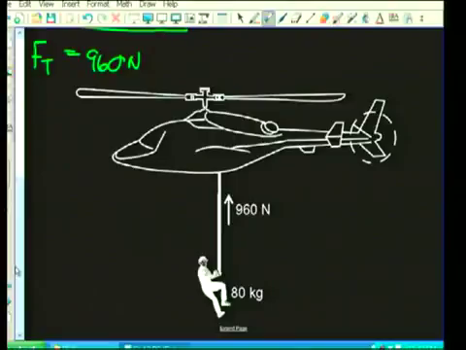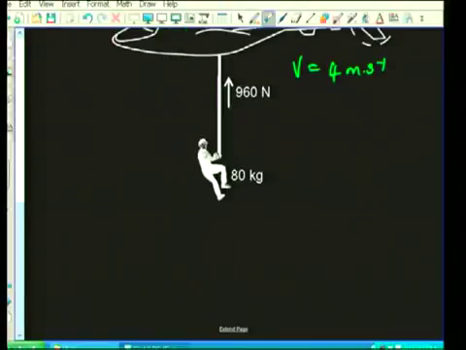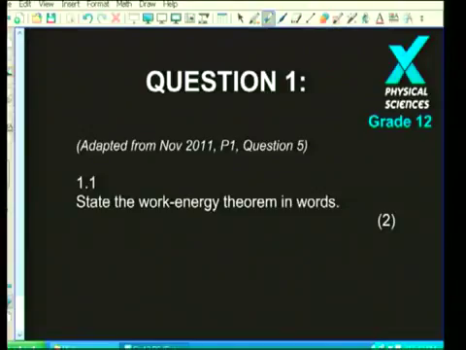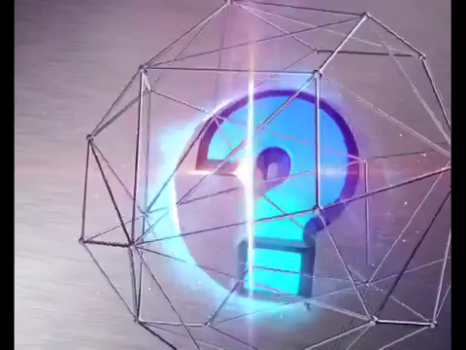So let's look at the picture. There we go. We like this. Here's our picture. We're very, very happy. And what that means for us is that we realize it's going upwards at 4 meters per second. That was given earlier. Okay, let's see what the first question says. State the work energy theorem in words. Guys, you are going to get this. Looking through past paper.